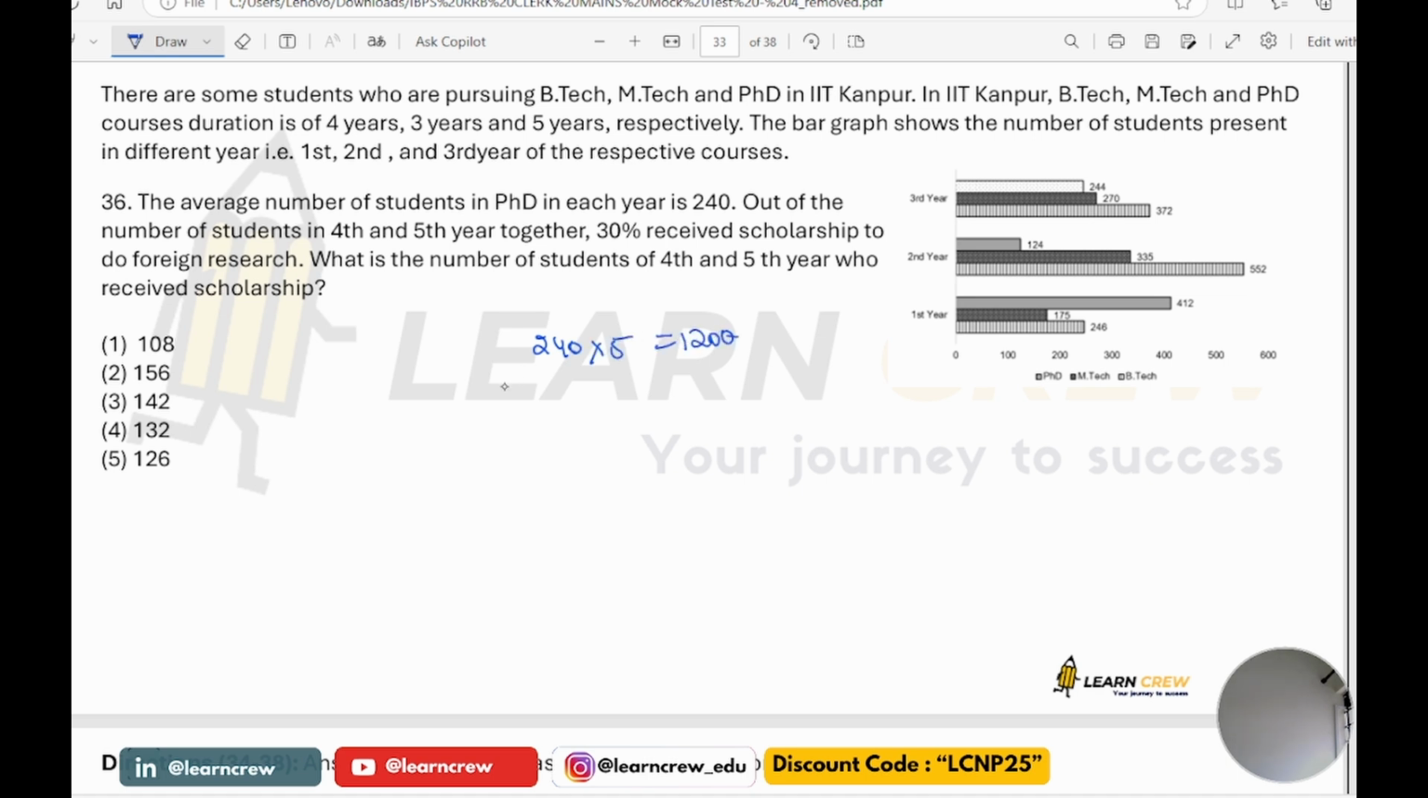So out of 1200, what is given? Number of students in the fifth year who received scholarship is how much? 30% of 420. 420 are from third year or are from fifth year. 30% of 420 is how much? 126. 126 is the answer.